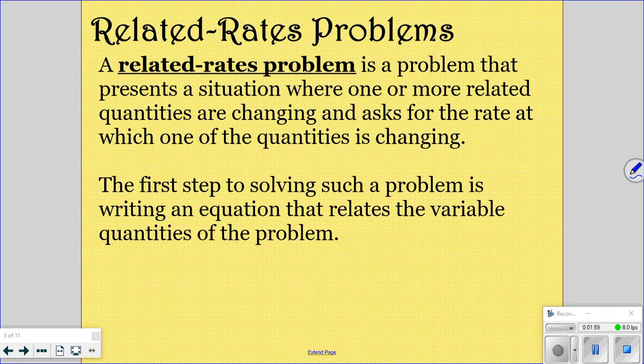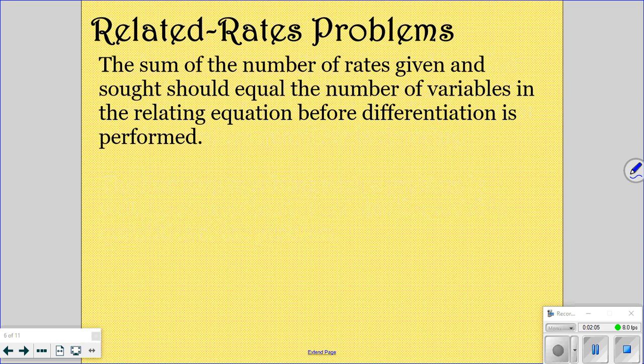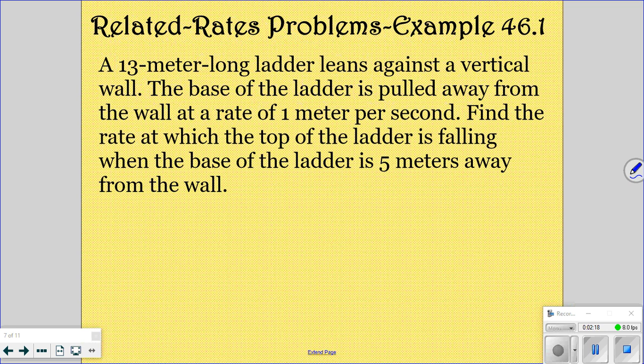So first you're going to make an equation that relates your variables in your problem. However many variables you have should equal the same number of rates that you're given. And you want to make sure those are the same before you differentiate. So let's look here. A 13-meter long ladder leans against a vertical wall. So we're going to go ahead and draw that out. So the ladder length is never going to change. It's going to stay as 13 meters.